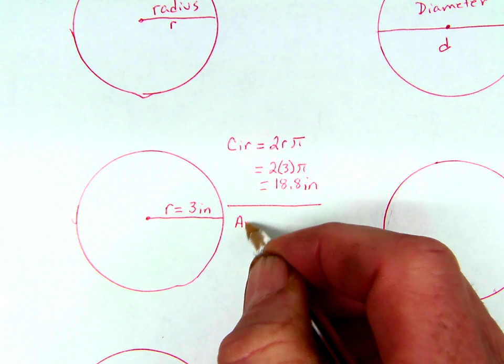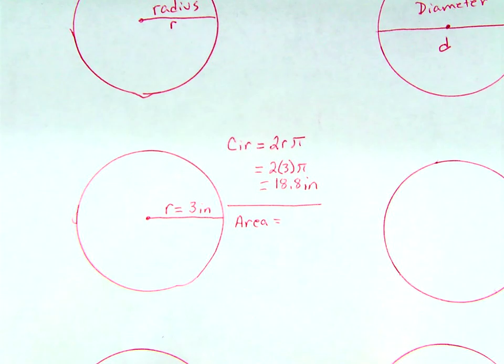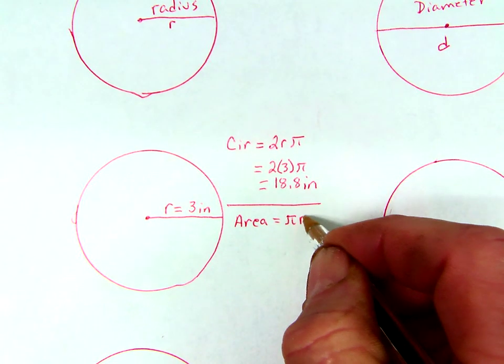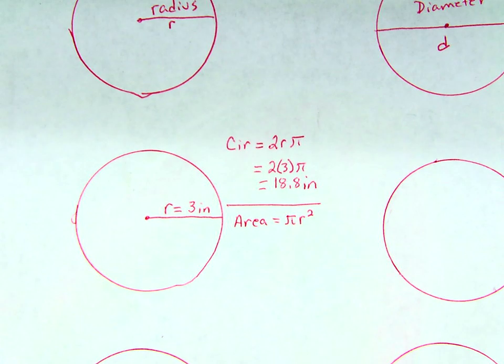Now area. I'm going to find the area of this same circle. Area is pi r squared. But pi aren't really squared. Pi is round. Cornbread are squared. Sorry.